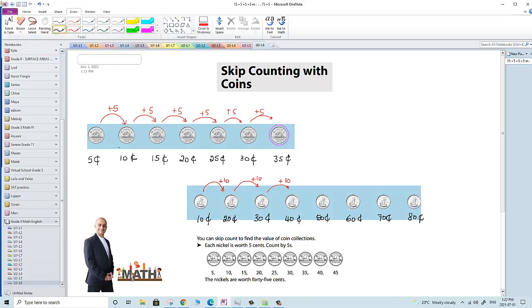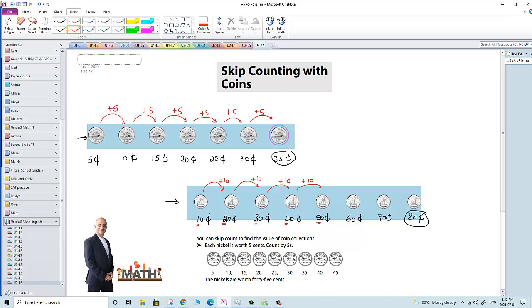So the total of this group is 80 cents, and the total of this group is 35 cents. How do I know? Because I am skipping by the same number. It's easy. When we skip, I add to the 1, it's gonna be 2. I add another 1, it's gonna be 3. It's gonna be 4, it's gonna be 5. Since I am playing with the tens, that means I'm adding 1 ten, and from here I can get the total.